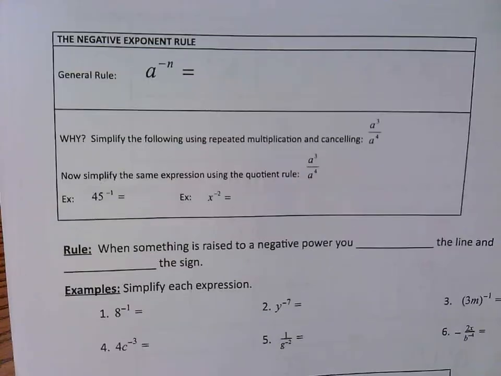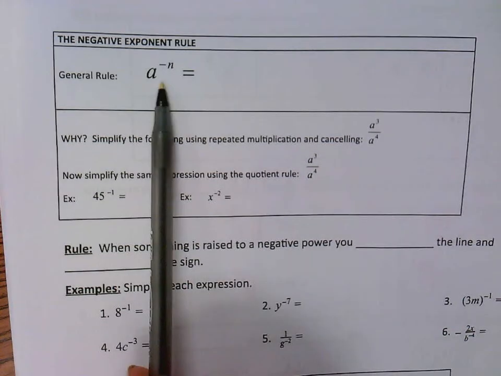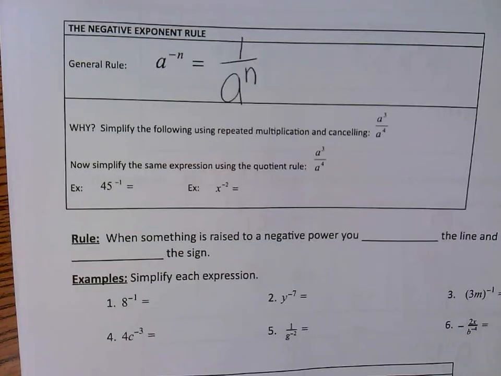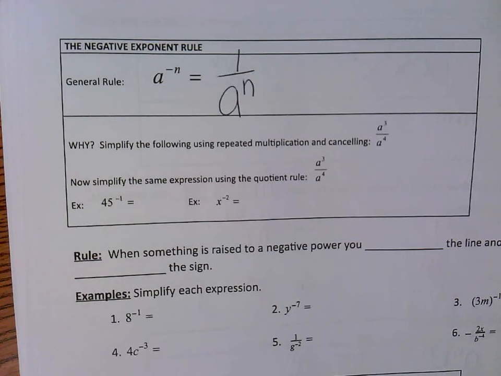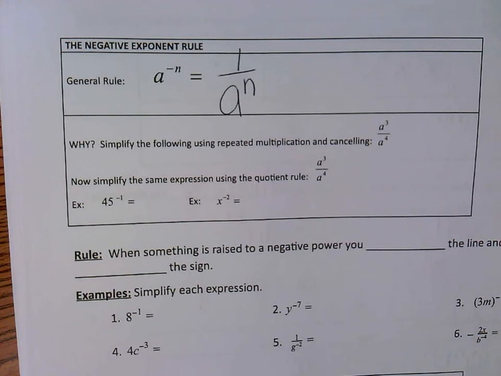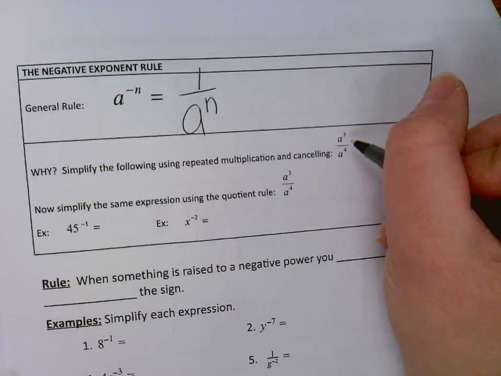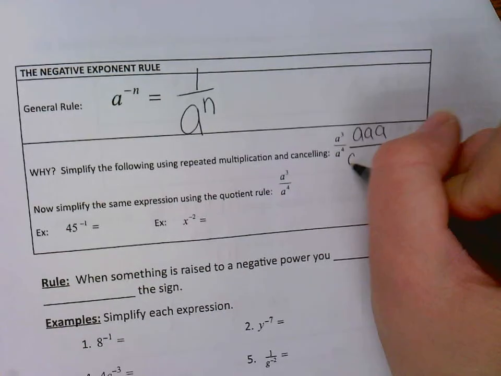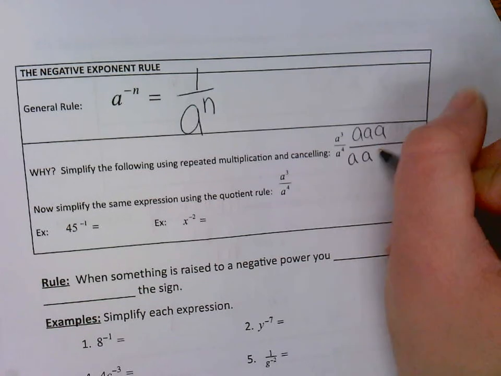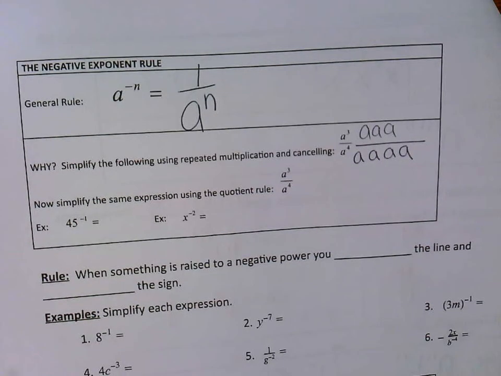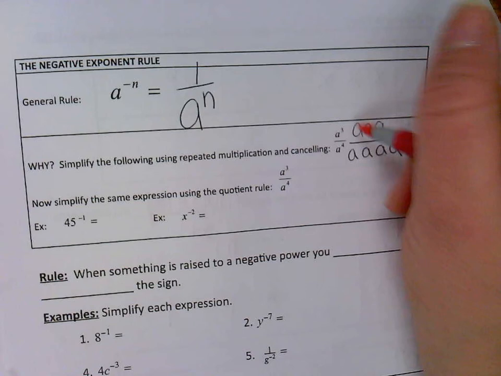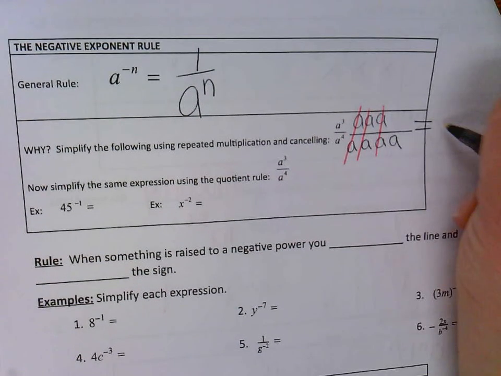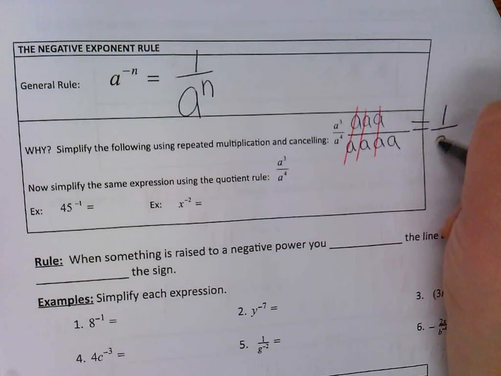All right, the negative exponent rule. The general rule is you flip it upside down. So a negative exponent gets flipped upside down as the reciprocal. It says, let's simplify the following using repeated multiplication and canceling. All right, a cubed, a to the 4th, a. That's what repeated multiplication is. Cancel, cancel, cancel. What do I have left? I have a left in the denominator, though. So if a is in the denominator, you need 1 over a to represent that it's in the denominator.